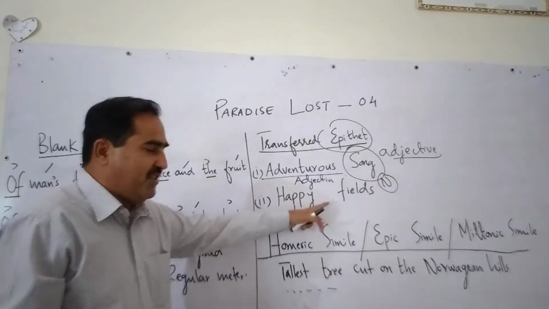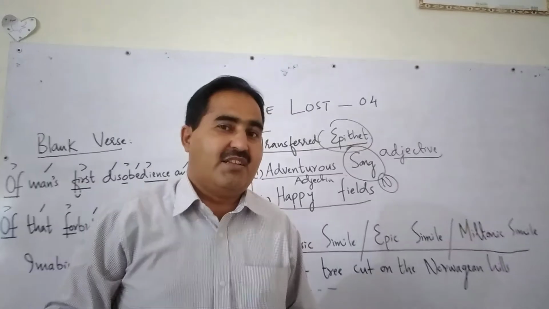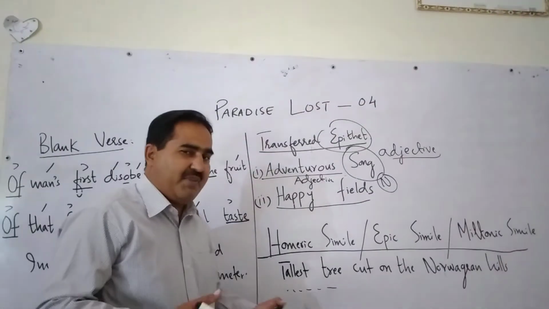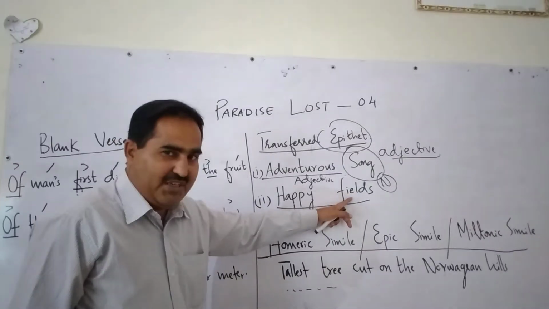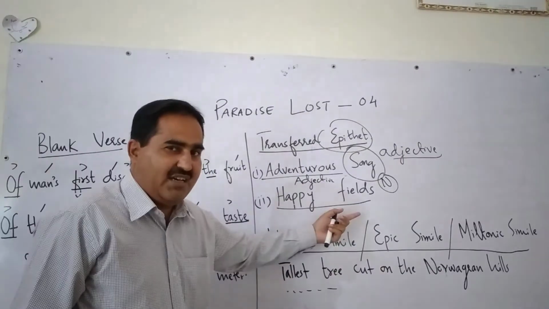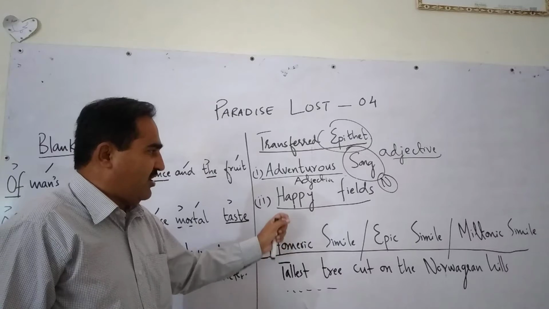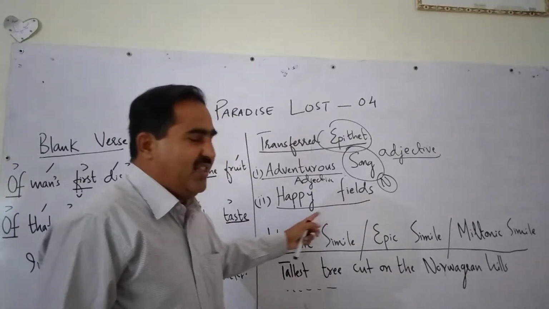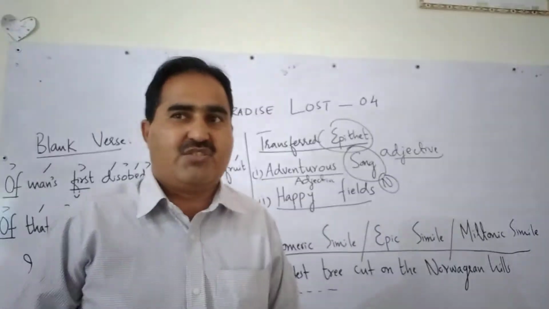Now come to this happy fields. Now this is in one of the speeches by Satan when he bids farewell to happy fields, and these happy fields are the fields of paradise, the fields of heaven. So fields are not happy. This is noun, this is adjective. Fields are not happy. Those who live there, they are happy. So adjective or epithet has transferred from the inmates of these happy fields to the fields. That's why it is a transferred epithet. I hope these two examples are enough to illustrate this.